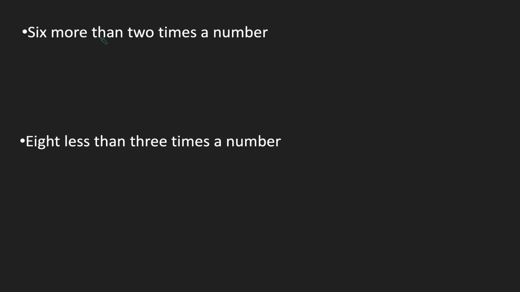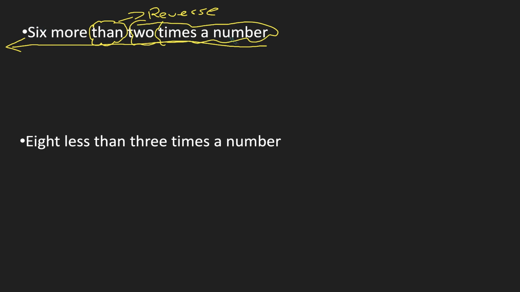Here I have 6 more than 2 times a number. Once I see that word than, that is my clue that I need to reverse the order. Again, we're writing in the opposite direction. We're going from right to left. So we have 6 here. It says 2 times a number. 2 times a number would be 2x. More than would be plus. And what are you adding? 6. So we're writing in reverse.